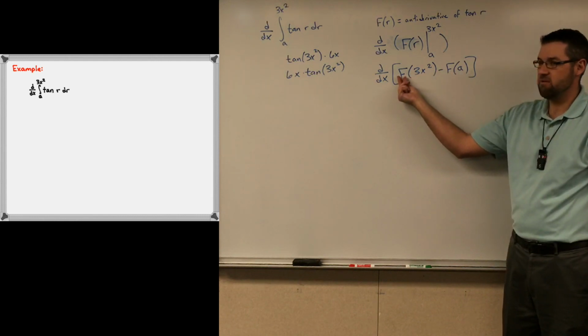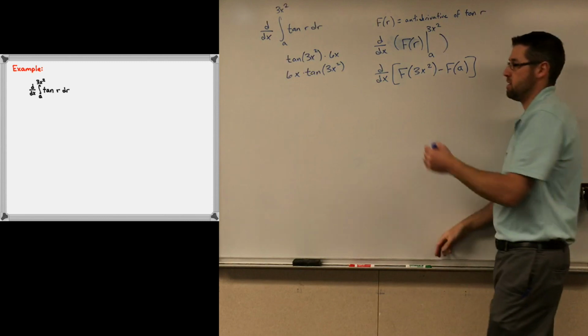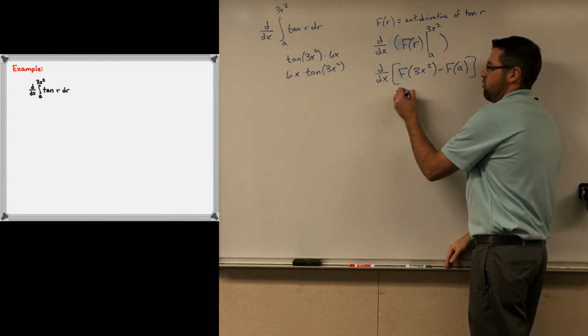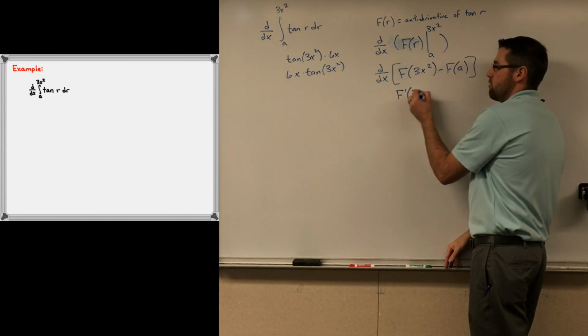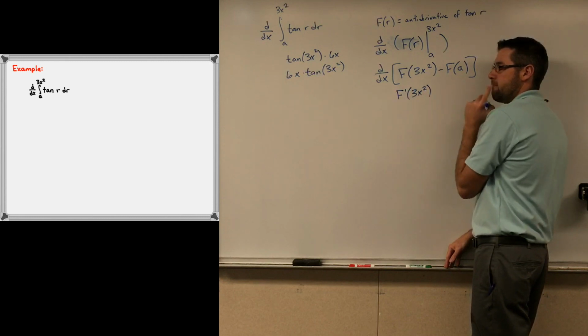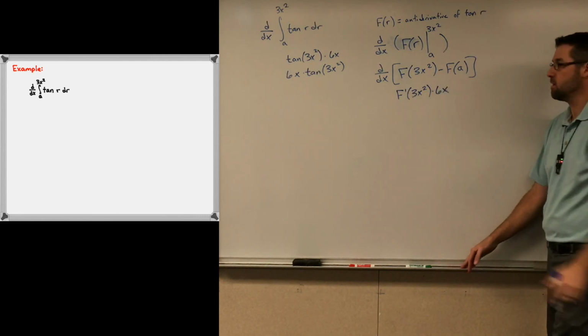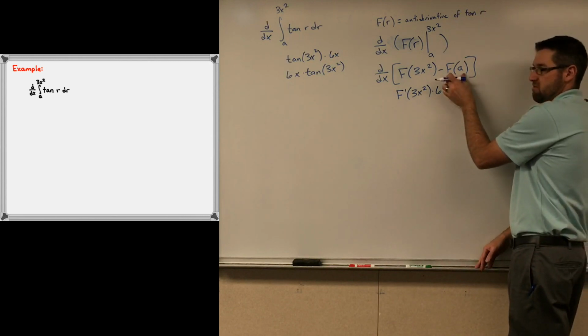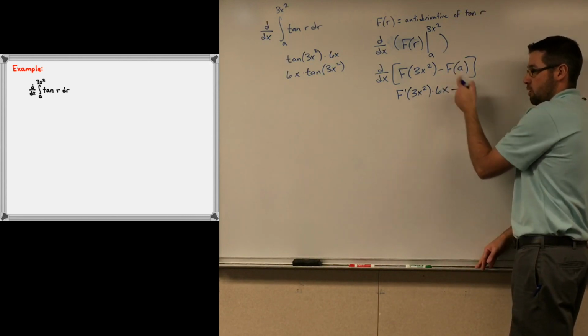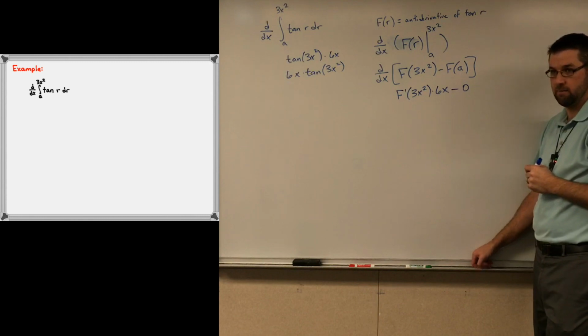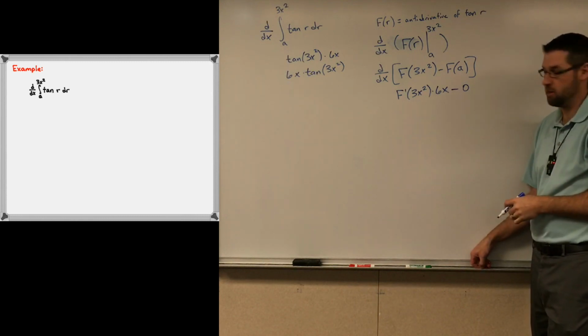So what is the derivative of f? How would we write that? F prime of 3x squared times 6x, because you have to apply the chain rule, right? Minus, what's the derivative of f of a? 0, because f of a is a constant, right? A is a number, therefore f of a is a number, right?